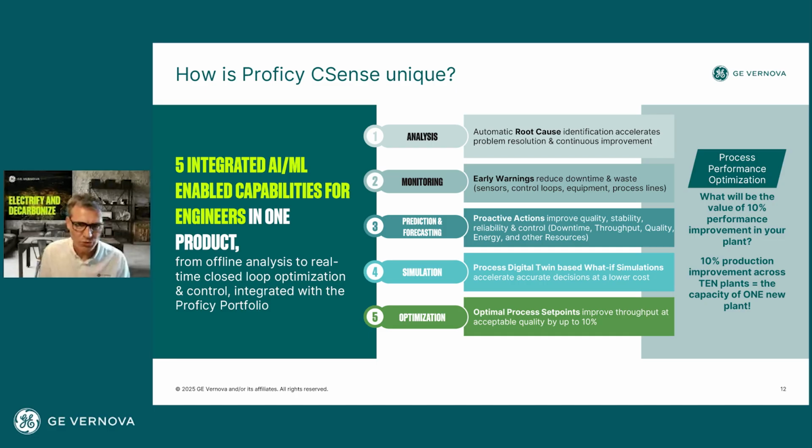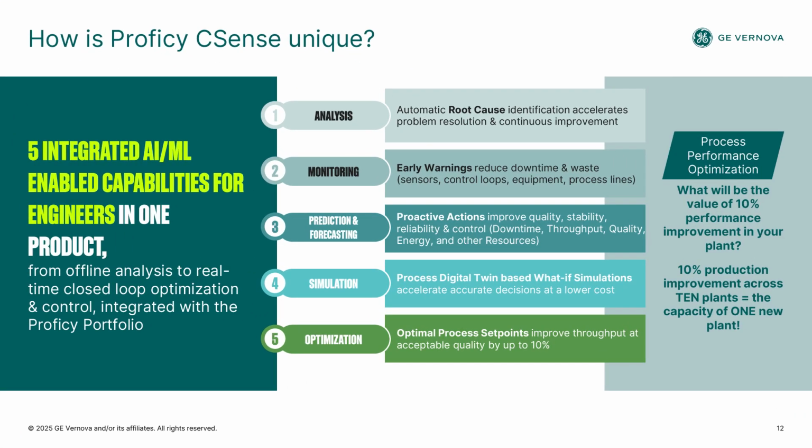What makes CSense unique is that it is AI and machine learning enabled software that integrates and combines 5 key capabilities seamlessly into a single comprehensive software solution that can support a customer's whole journey from offline analysis to closed loop autonomous control and operations, all provided by a globally trusted vendor like GE Vernova, tightly integrated with the rest of the Proficy suite of products.